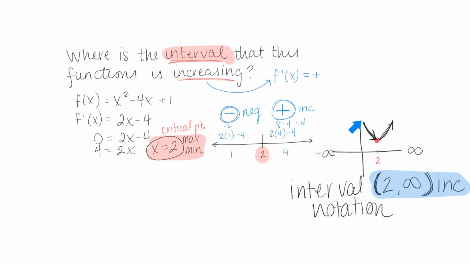That makes sense. This is a decreasing function. That means any number over here that you plug in will give you a negative slope because the slope is negative as you come into the vertex. Over here it'll be positive.